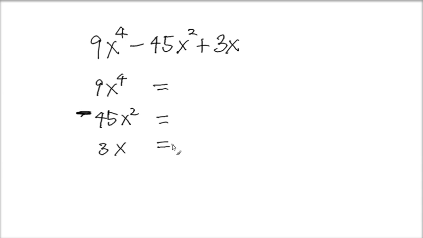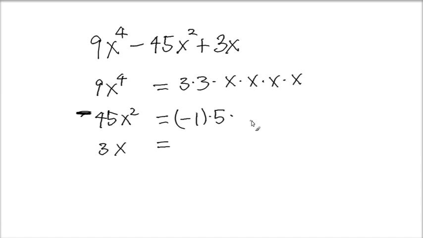So we're going to break this apart into factors. So 9 is 3 times 3. X to the 4th is x times x times x times x. So 4 x's. Minus 45x squared. Well, there's minus sign, so it's minus 1 times 45 is 5 times 9. 9 is 3 times 3. So you break it up into little pieces, the smallest pieces possible. X squared is x times x. Okay, look at the third term. 3x is 3 times x.